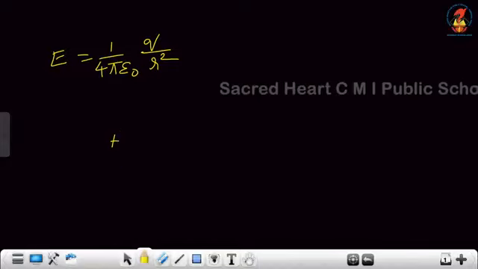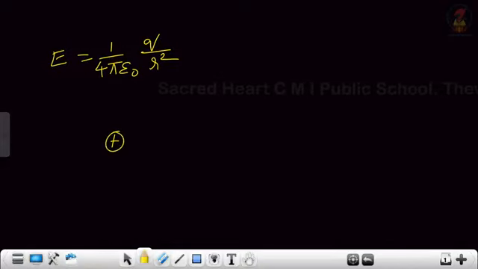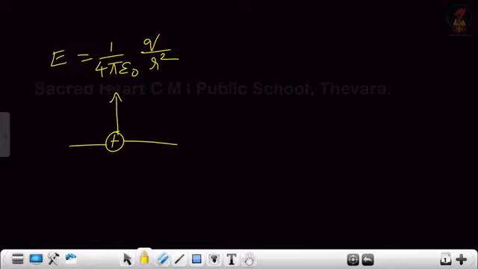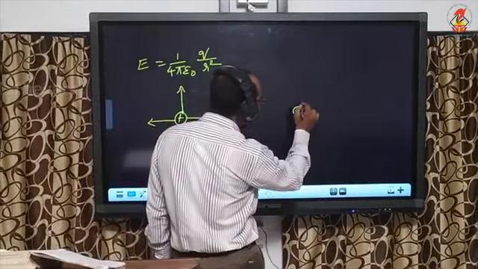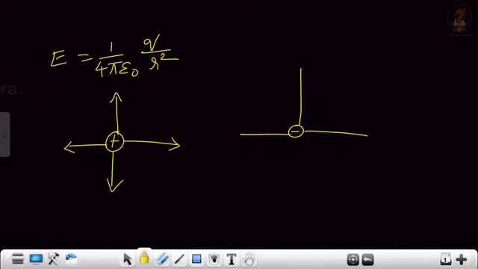For example, for a positive Q, I draw the electric field line like this, directed outward, and it can extend up to infinity. Similarly, for a negative charge, the electric field lines can be drawn like this. It is coming from infinity towards the charge.